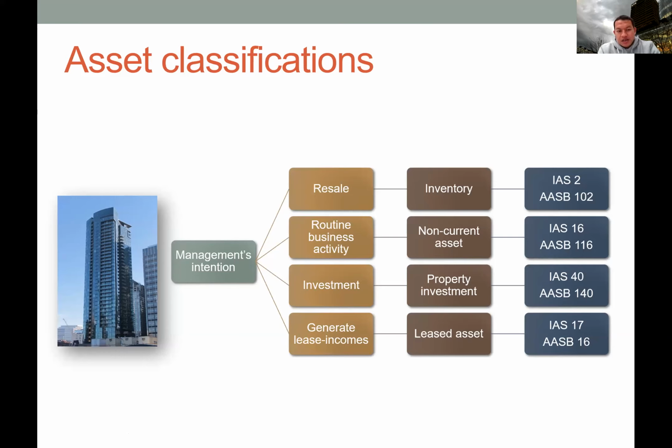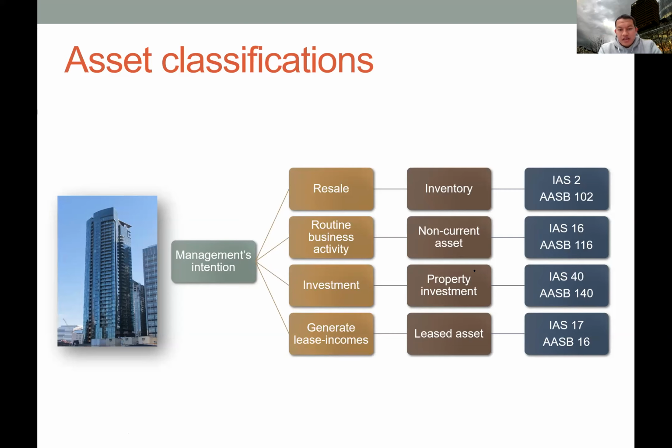For example, a real estate company purchases a new building. If the company intends to resell this building to other companies or their customers, they cannot record this building as a non-current asset, but they have to record it as inventory. This is the accounting standard if you want to check how we record inventory.